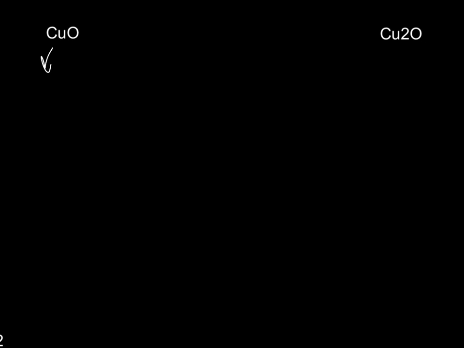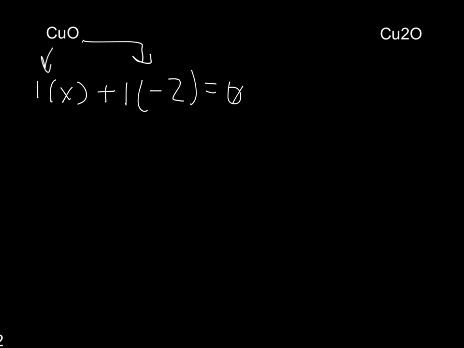The copper, I do not know what its charge is, but based off of this formula, I know that there's one copper and one oxygen. Okay, well, it means I have one copper with some sort of charge, which I don't know. I'm going to call it X. And I have to add that to the charge of oxygen, which I do know. So there's one oxygen that has a -2 charge. And this has to be isoelectronic, meaning it has to be 0.